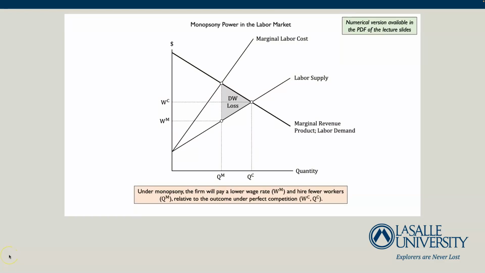This also applies in the labor market. Under monopsony, the firm will pay a lower wage rate and hire fewer workers relative to the outcome under perfect competition. I've included a numerical version of this in the PDF of the lecture slides if you'd like to see how this marginal labor cost and marginal revenue product are calculated.